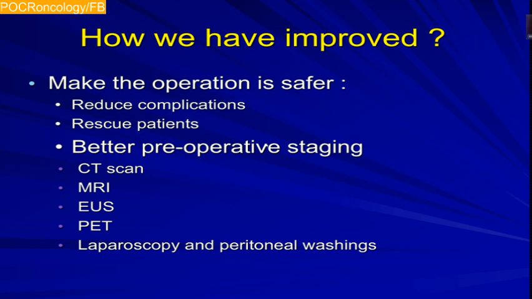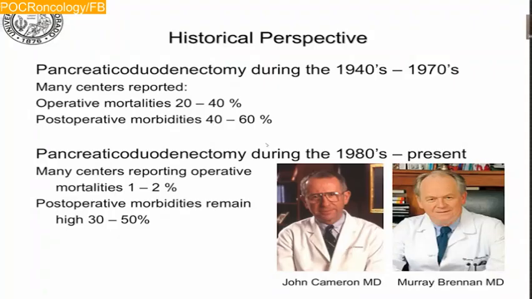We have better imaging modalities. We have interventional gastroenterologists and interventional radiologists who really help us big time with complications. So legends like Dr. Cameron, who just published 2000 Whipple surgeries recently, and Murray Brennan from Sloan Kettering, were able to bring the mortality down to 1-2% from up to 40% in the past.